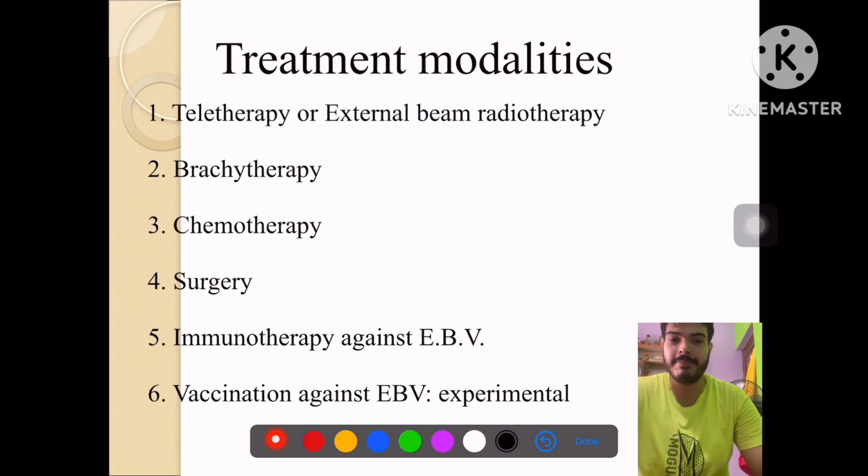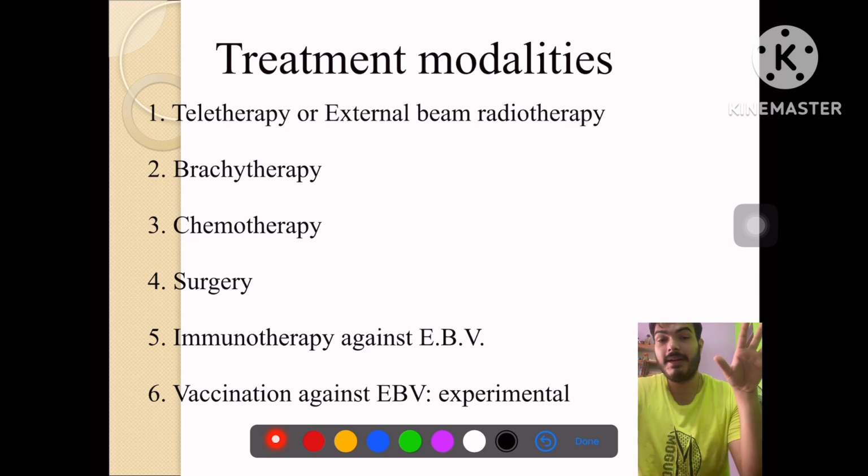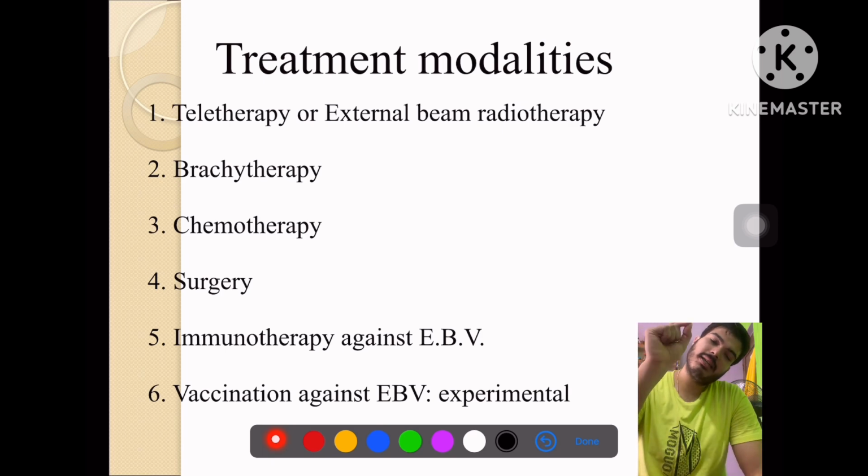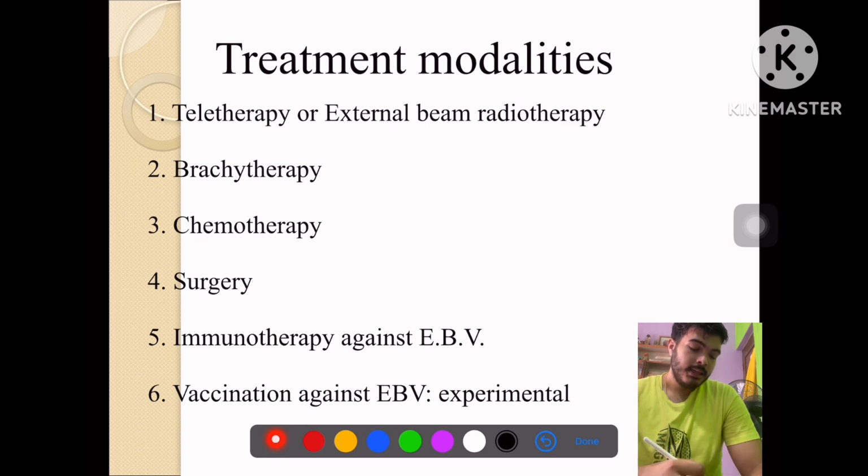One is external beam therapy. But whenever you go for external beam therapy, the surrounding structures are also involved. That is why we do not rely on external beam therapy alone. Now we have something known as brachytherapy, which is divided into 3 parts: intracavitary, interstitial, and high dose. High dose is very, very precise. It just burns the area of your tumor. So: external beam radiotherapy, brachytherapy, chemotherapy, surgery.